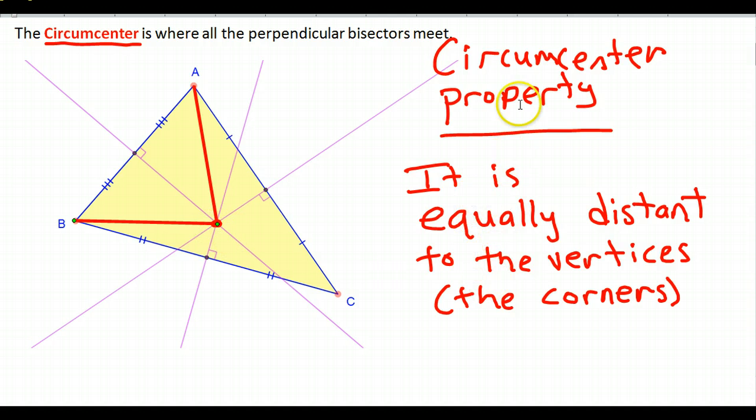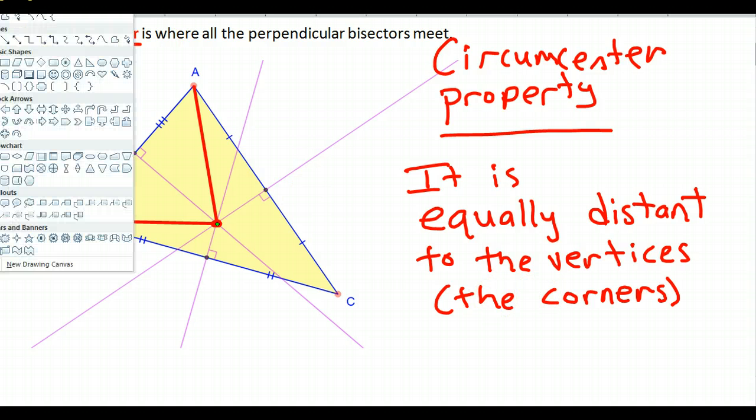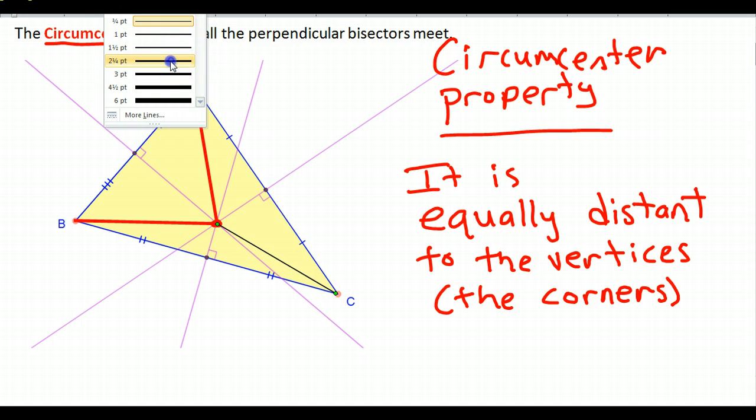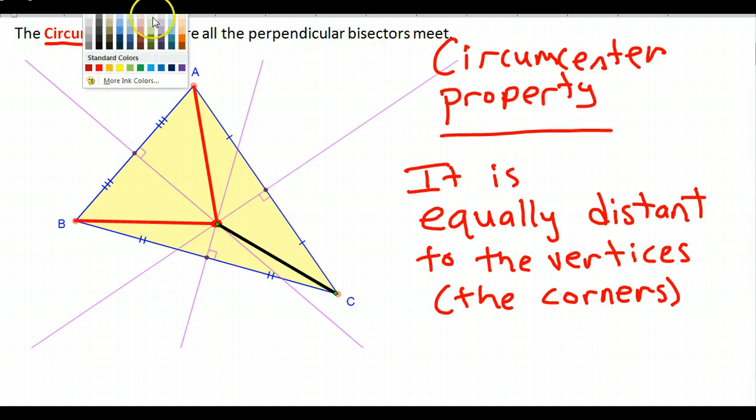Okay? That's what I mean when I say the circumcenter is equally distant to the vertices. And why not? Let's finish it up. If I also measured the distance from the circumcenter out to the 3rd vertex, C, once again, that should be the same distance. Okay, so this is the main property of a circumcenter that I want you to know.